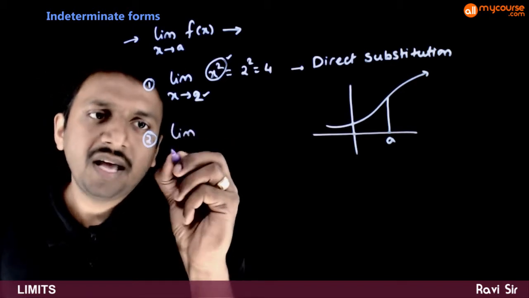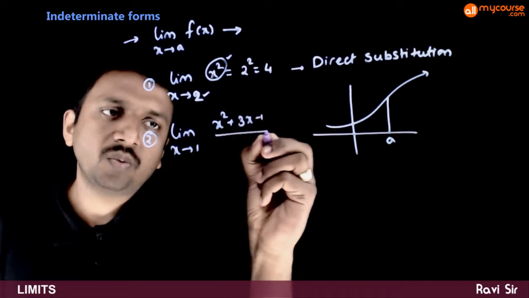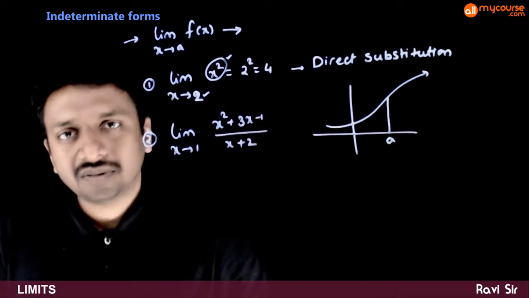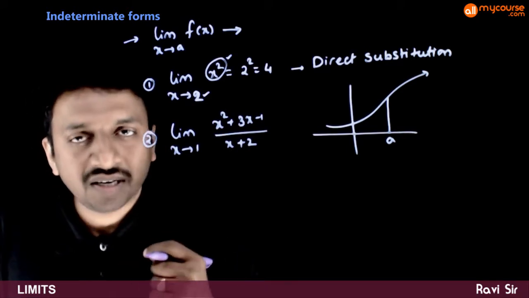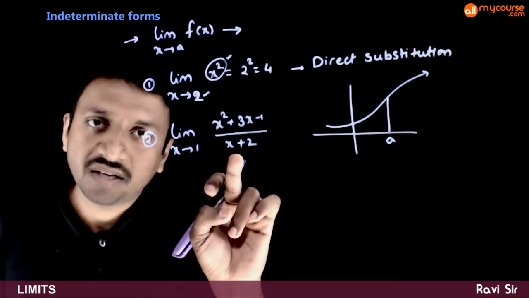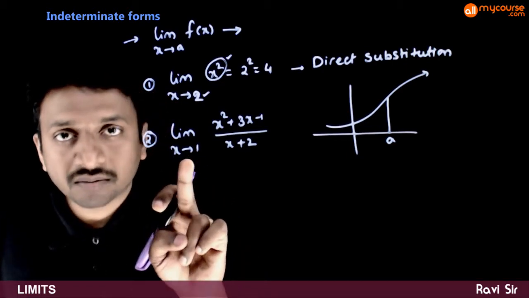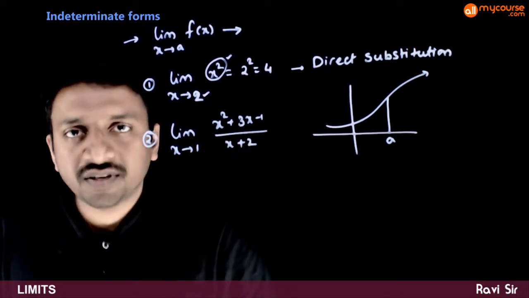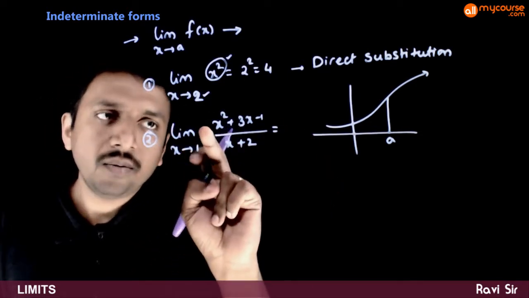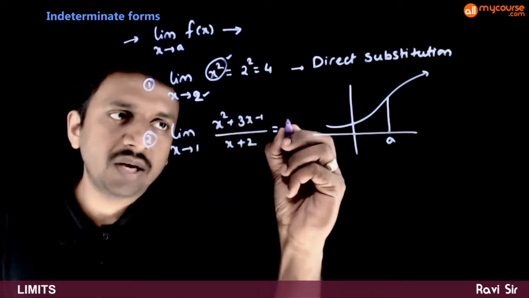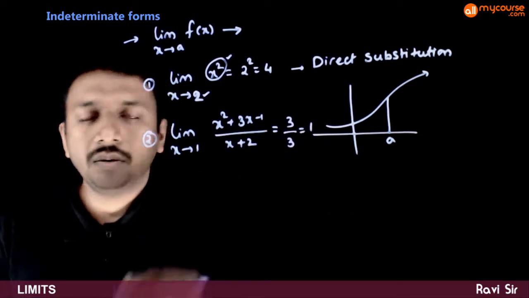Take the limit as x tends to 1 of (x square plus 3x minus 1) by (x plus 2). This is a rational function which will have discontinuities or complications around x equal to minus 2. But you are asked to find the limit at x equal to 1, and at x equal to 1 there is no problem with this function. So you can do the direct substitution. Put x equal to 1: 1 plus 3 minus 1 is 3, divided by 1 plus 2, which is 3, so the answer is 1.